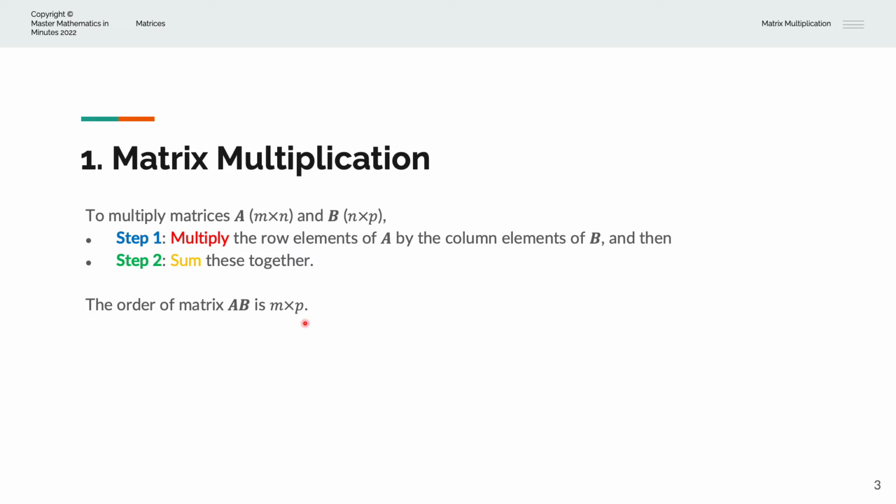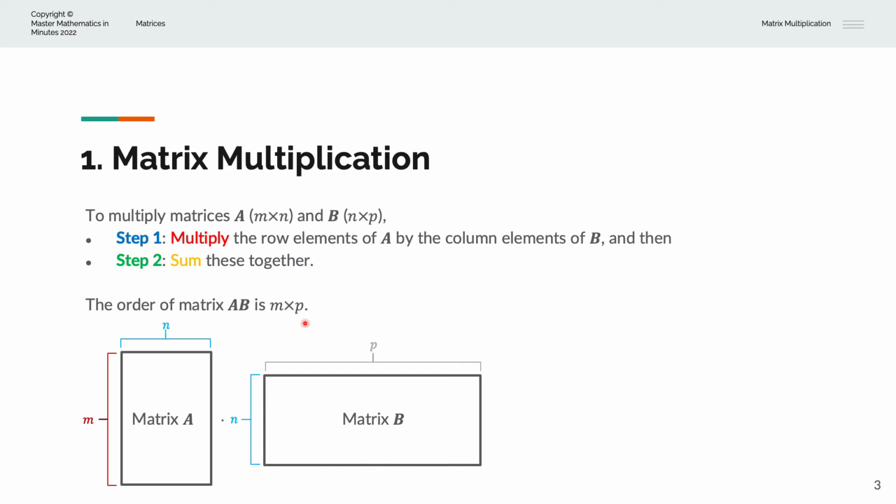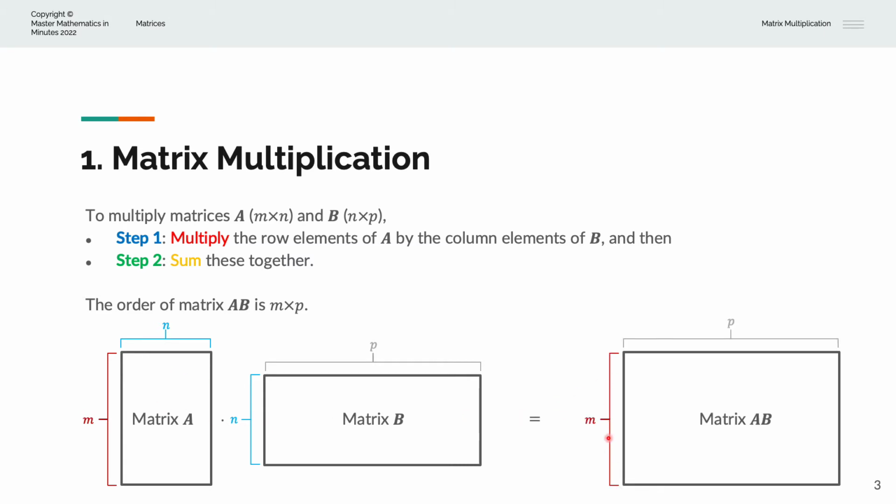We'll have a look at this visually. So, we have matrix A with order m by n, and matrix B with order n by p. And because the number of columns in the first matrix is equal to the number of rows in the second matrix, we're able to multiply these two matrices together. And the resultant matrix has m, the number of rows of matrix A, and p, the number of columns of matrix B. So, we'll consider a 2 by 2 matrix and expand on this knowledge further.